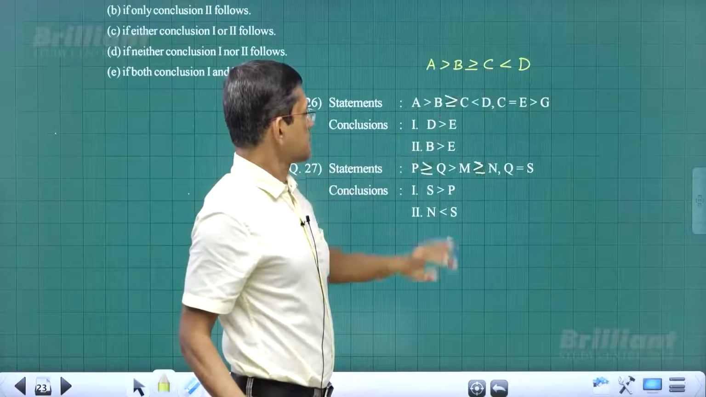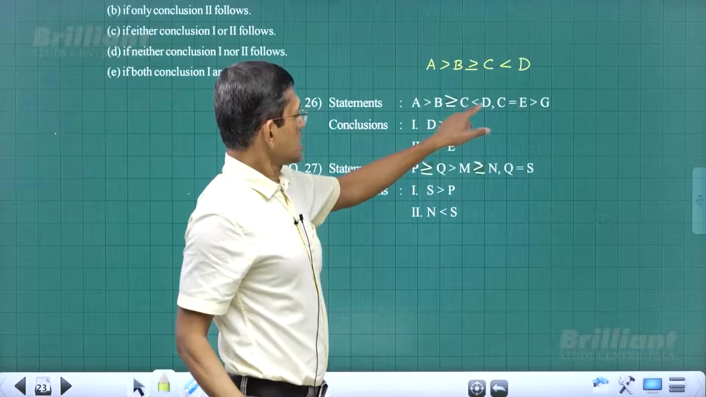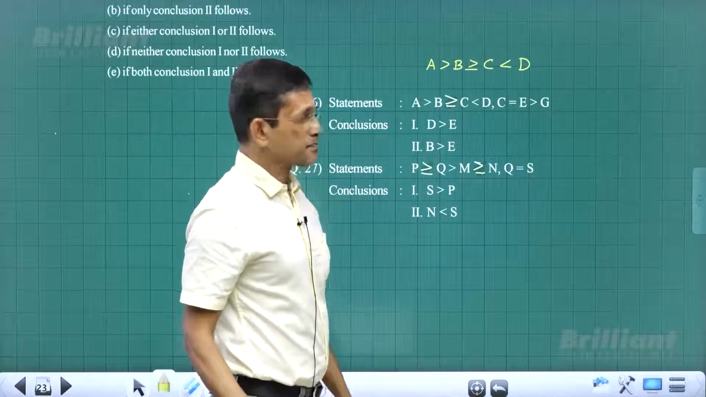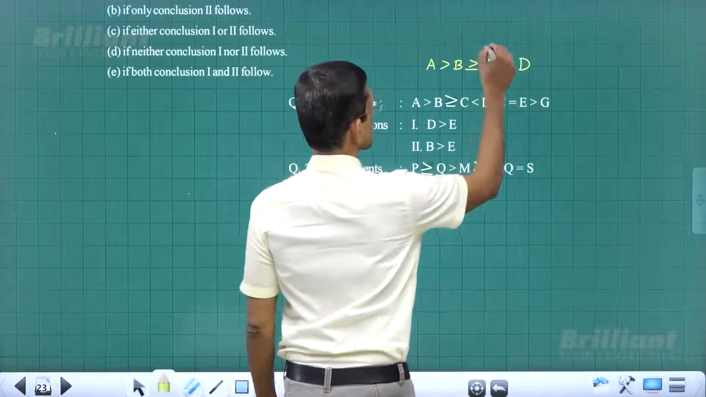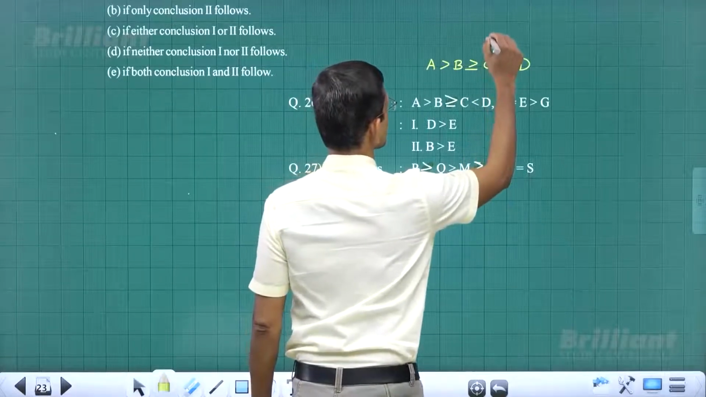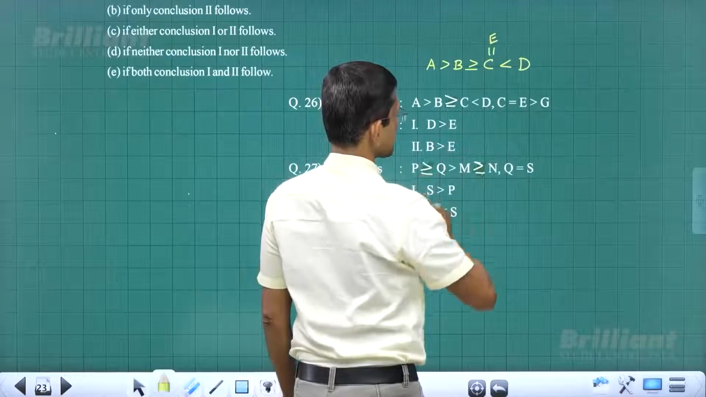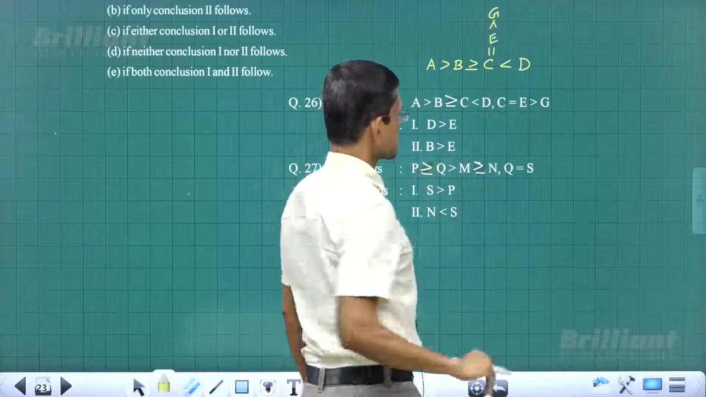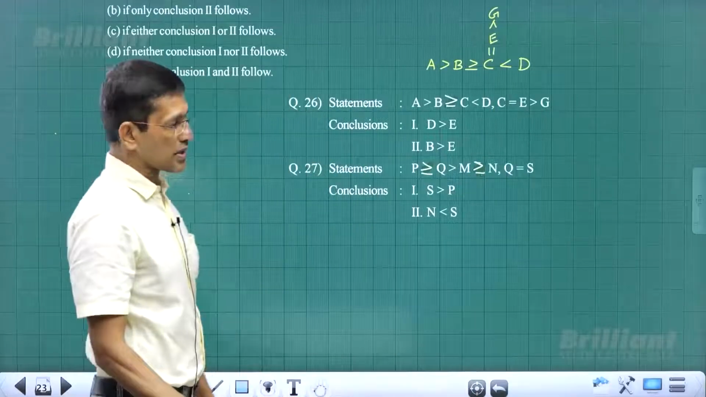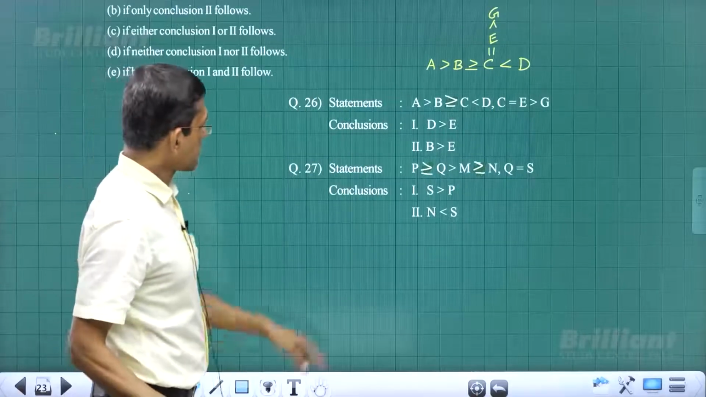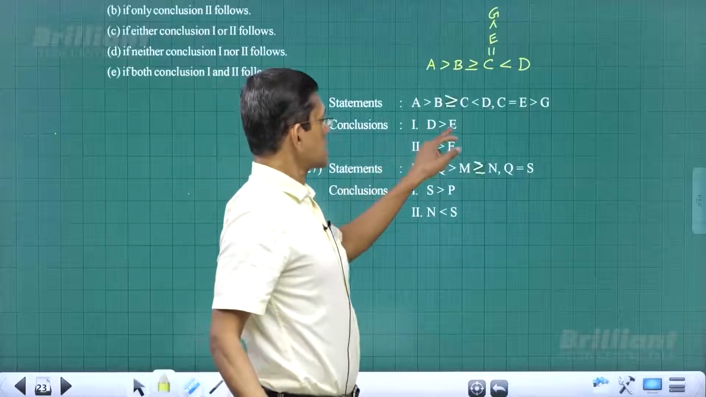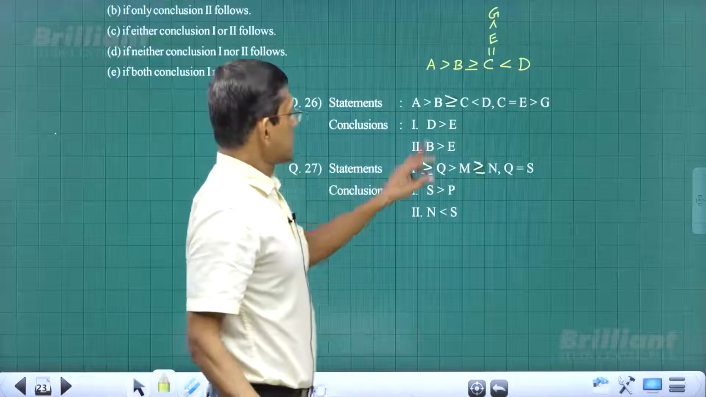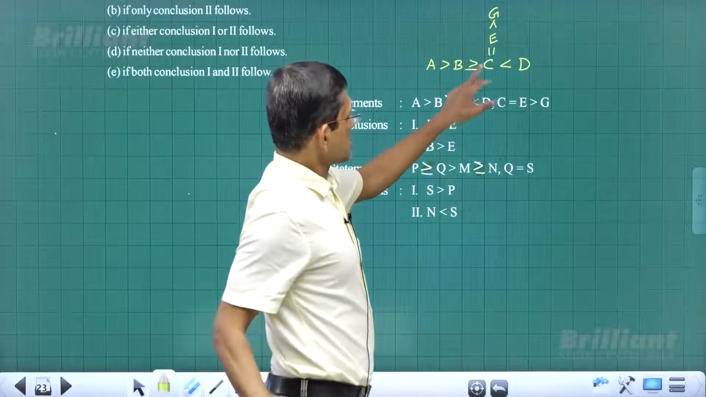That's what we see. Now C is less than D. So here C is equal to E. So this C, that's equal to E. We just mark it like this. C is equal to E. And E is greater than G. That's how we write it. Now what we are looking for is D is always greater than E. Can we say that D is always greater than E? D must be always greater than E.